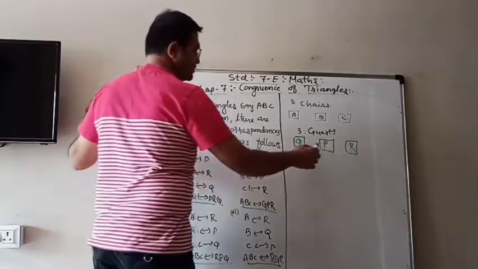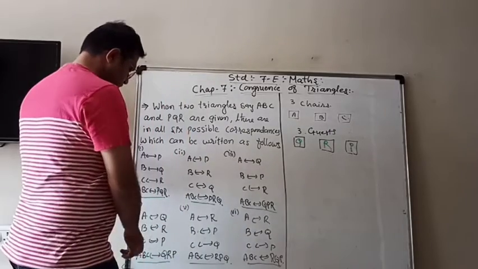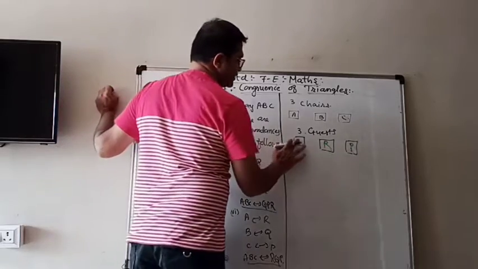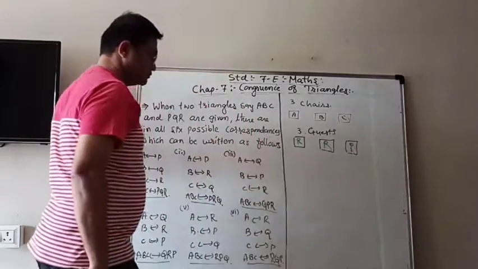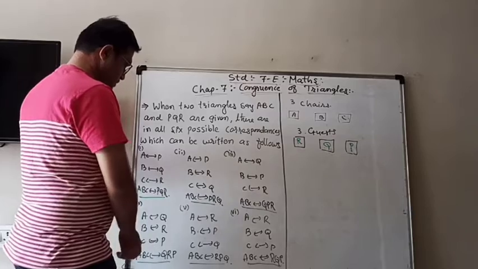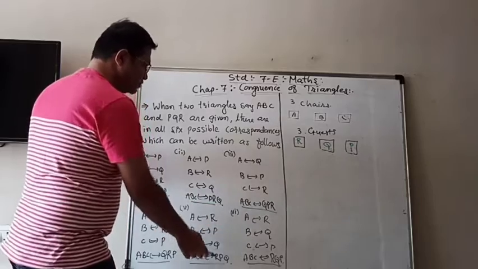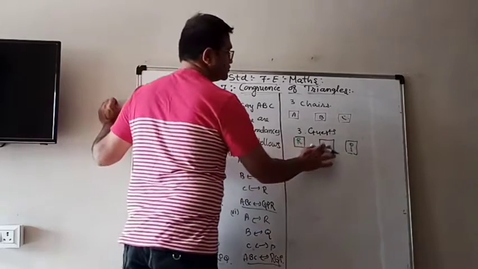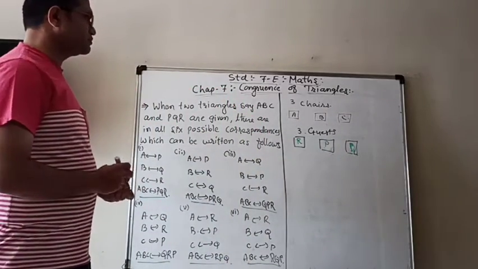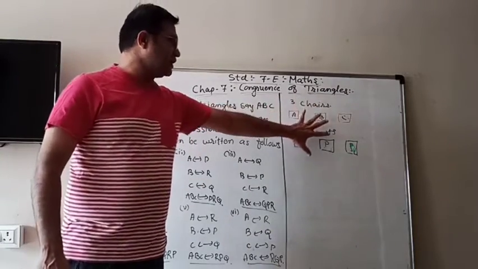Then another possibility is R coming here, P going there. Then ABC corresponds to QRP. Then R wants to sit here, so Q will go to his place. Then ABC corresponds to RQP. And you can do it like that also, RPQ. So, according to the situation, there are 6 possibilities for the chairs and guests.